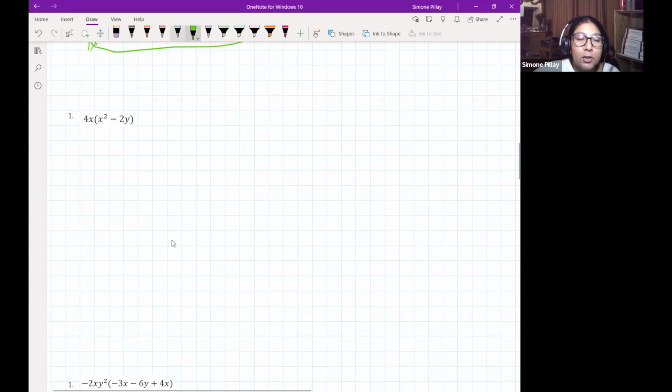Okay, if we look at this next one that we're doing, again, what I can see is that I have a number that is outside my brackets. So what I need to do is go and distribute. So I have two questions for you. My first question to everybody is, how many terms are there in this entire expression?